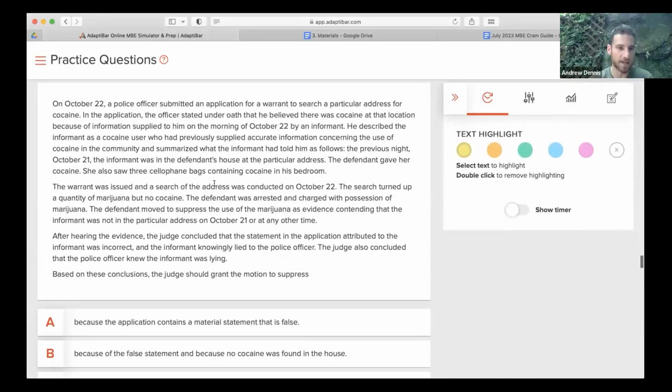On October 22nd, a police officer submitted an application for a warrant to search a particular address for cocaine. In the application, the officer stated under oath that he believed there was cocaine at the location based on information supplied to him on the morning of October 22nd by an informant. He described the informant as a cocaine user who had previously supplied accurate information concerning the use of cocaine in the community and summarized what the informant had told him as follows. The previous night, October 21st, the informant was in the defendant's house at the particular address. The defendant gave her cocaine. She also saw 3 cellophane bags containing cocaine in his bedroom.